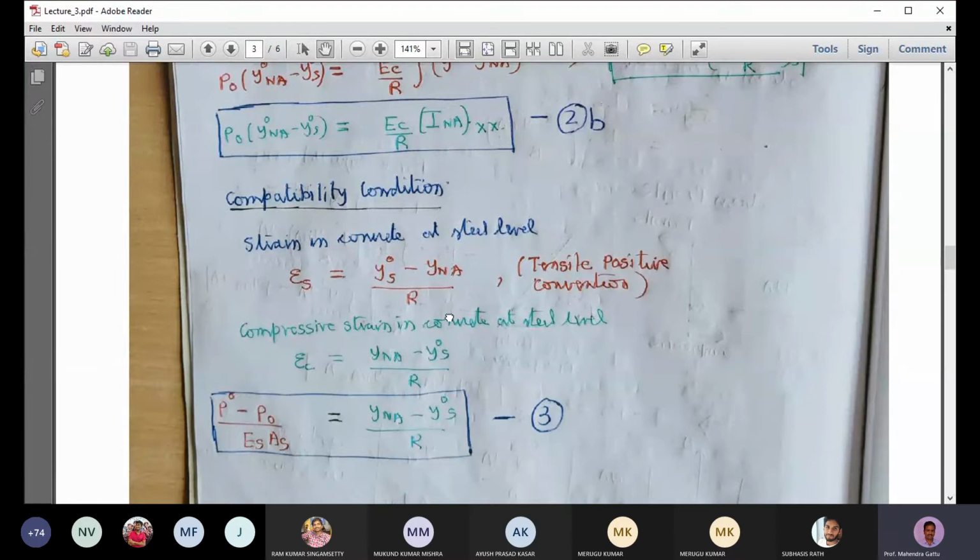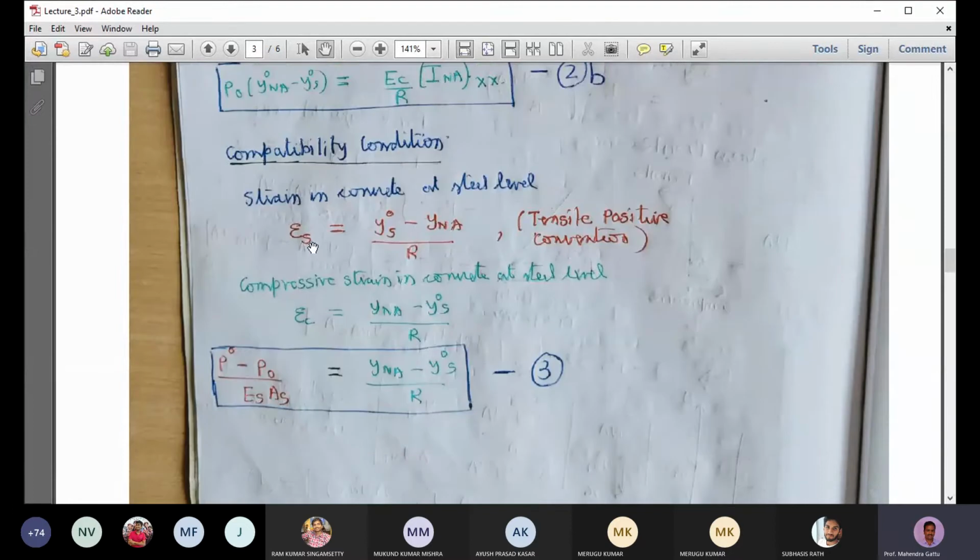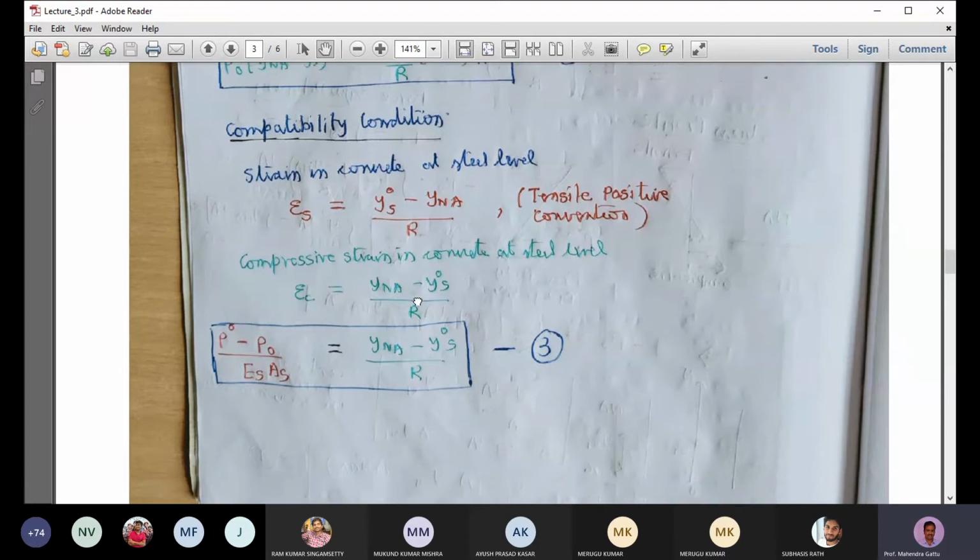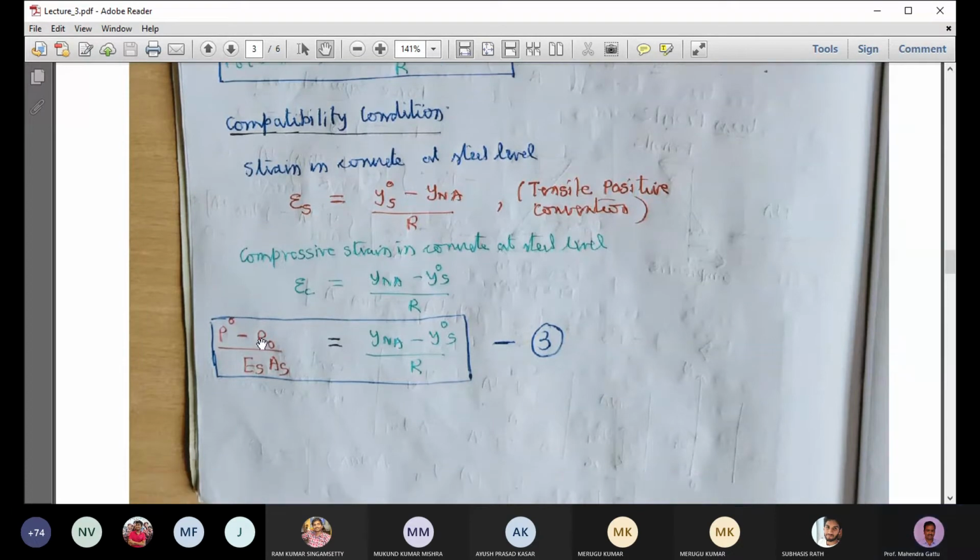Okay, so if you calculate the tensile strain in concrete at the level of steel, it will be (YS minus YNA) by R. But we are looking at the compressive strain, so we just reverse the sign and we get (YNA minus YS) by R. That is the compressive strain in concrete at the level of steel. So the loss of strain in steel is (P naught minus P) by ES AS, which is equal to (YNA minus Y naught S) by R.